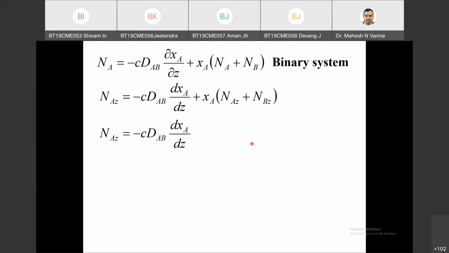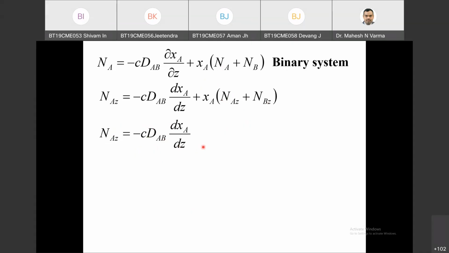So that itself says that there is no visible bulk motion. Velocities are very, very small. Hence I can neglect this, and overall this is governed by just a molecular flux.